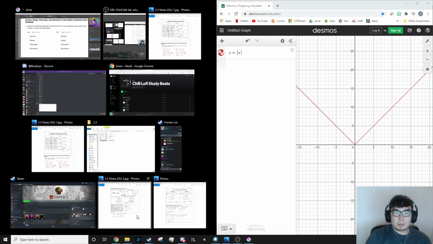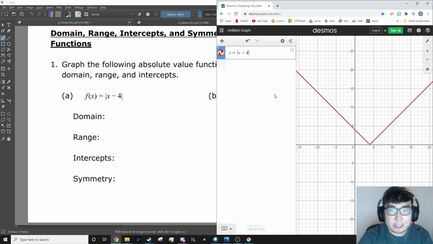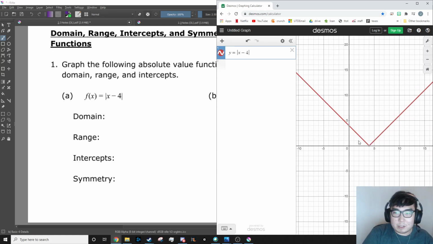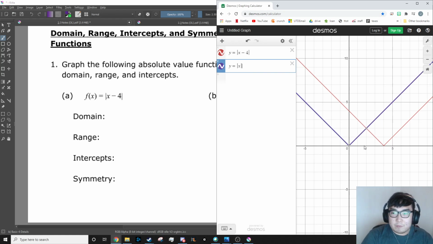So I know that my function is this right here: y is equal to the absolute value of x minus 4. Look what happened to my graph. If I compare it to the regular parent function, from the purple to the red, it went over 1, 2, 3, 4 units. That's not a coincidence, because isn't what's different in my equation x minus 4?